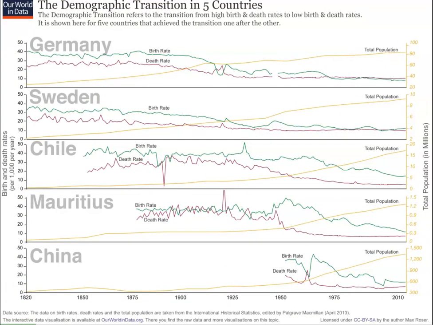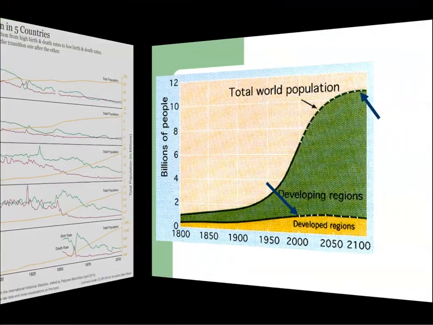This is an example of 5 different countries which shows the demographic transition in these 5 countries, that is Germany, Sweden, Chile, Mauritius, and China, and you can follow the pattern of demographic transition in these 5 countries.